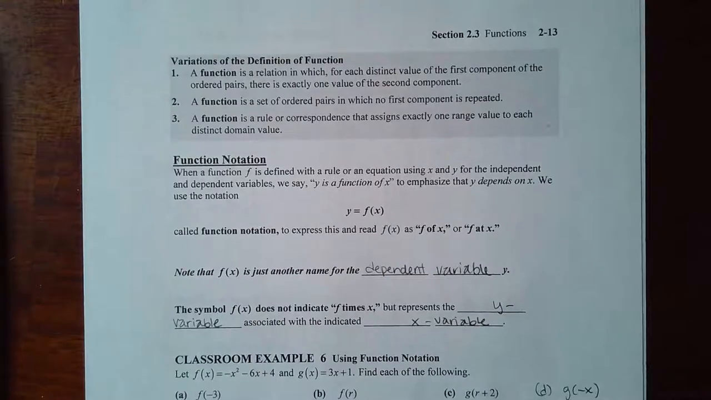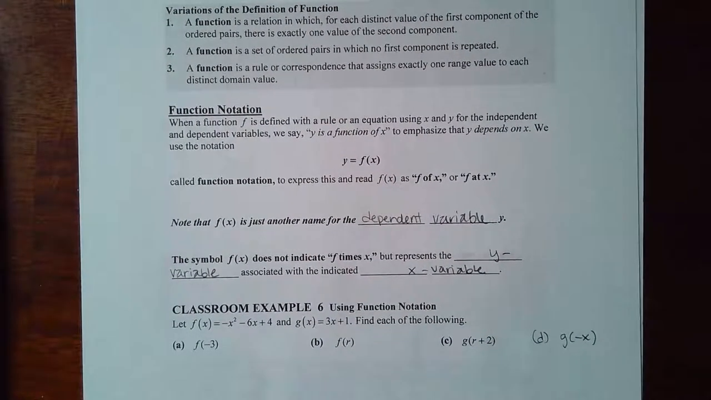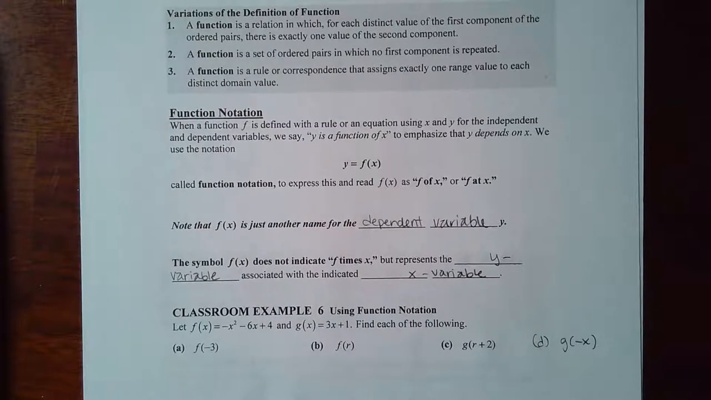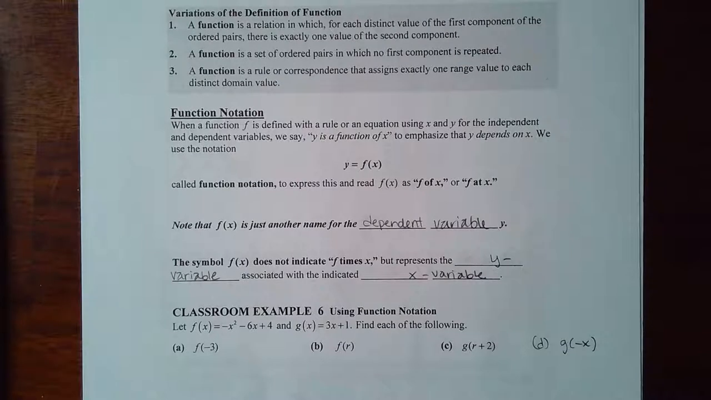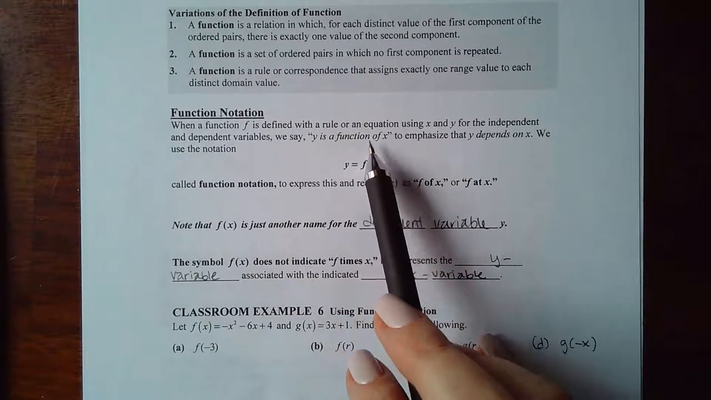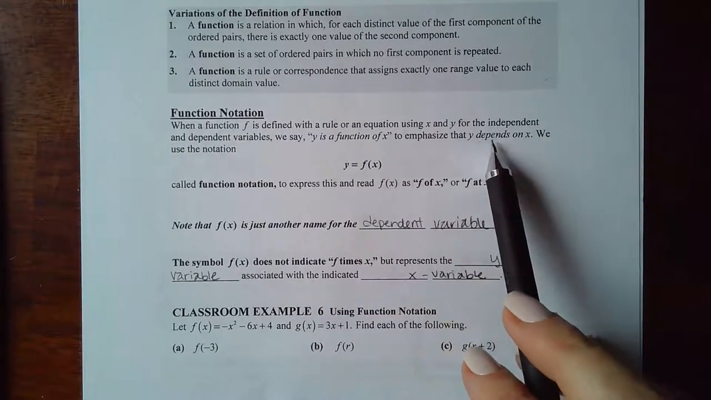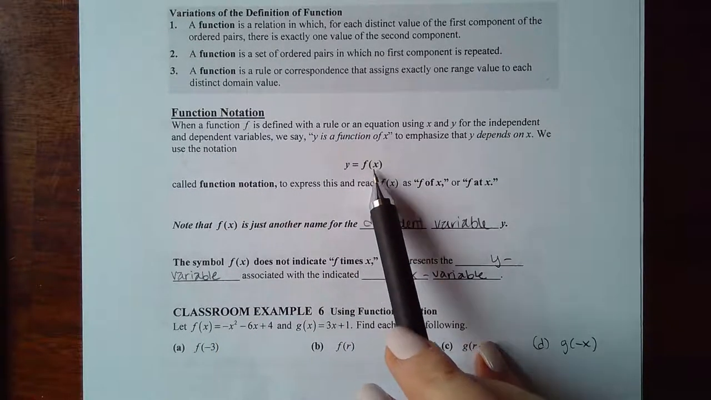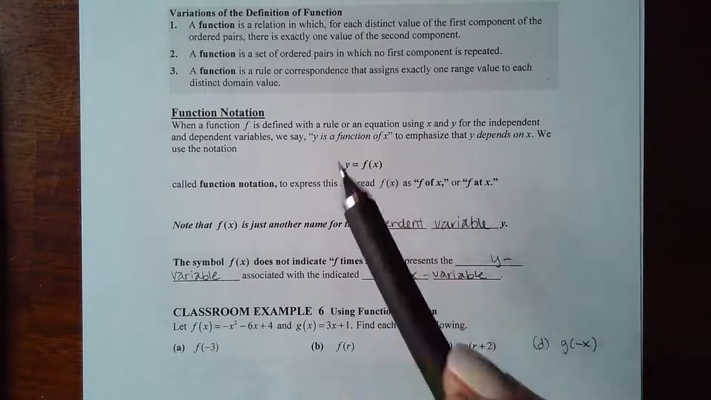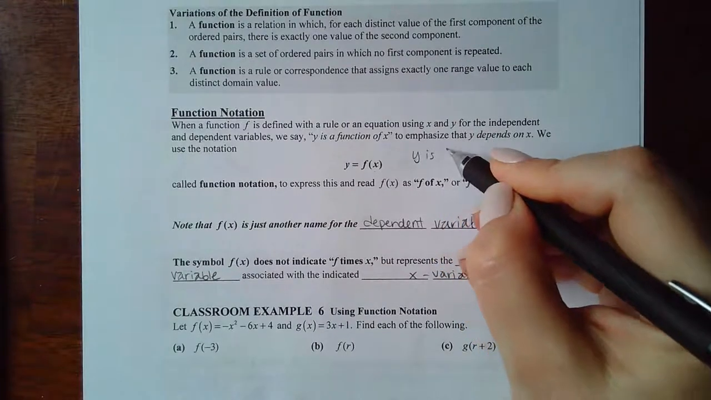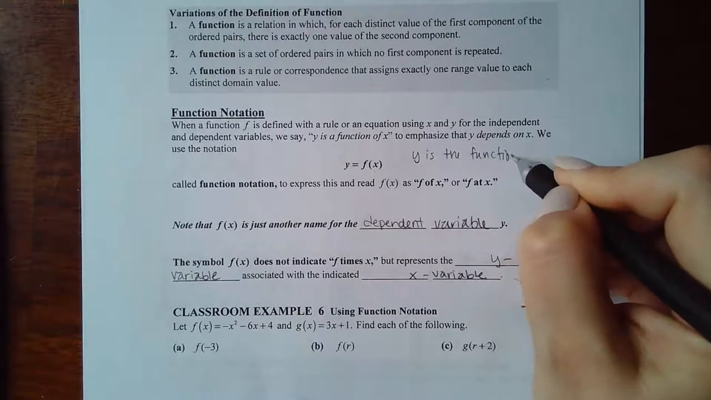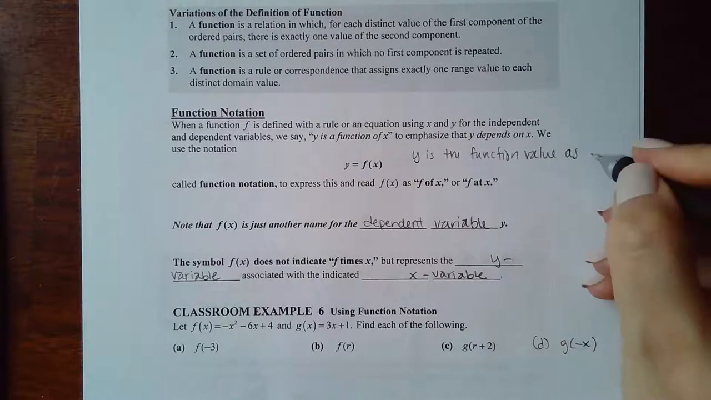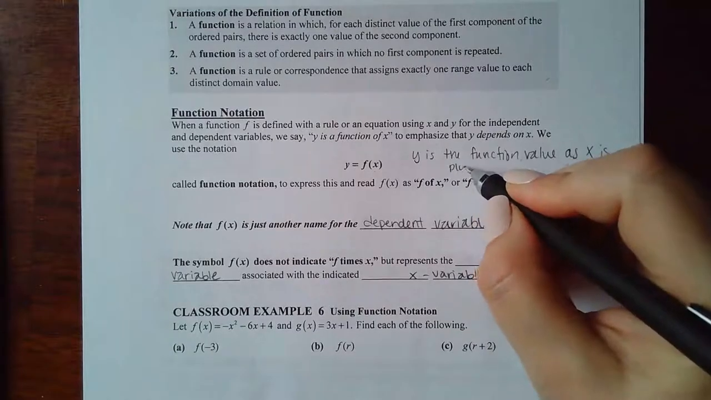Okay, so it says function notation. Okay, that's new, right? Function notation. It says when a function f is defined with a rule or an equation using x and y for the independent and dependent variables, we say that y is a function of x. To emphasize that y depends on x, we use the notation that y is the function value as x is plugged in. Okay, that's what this means. Y is the function value as x is plugged in.